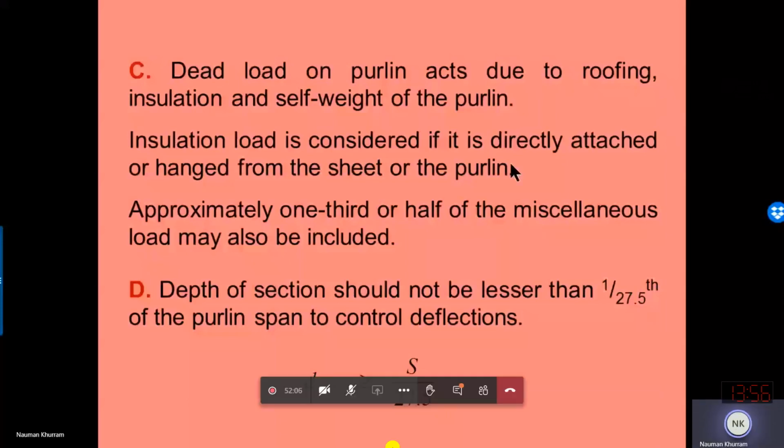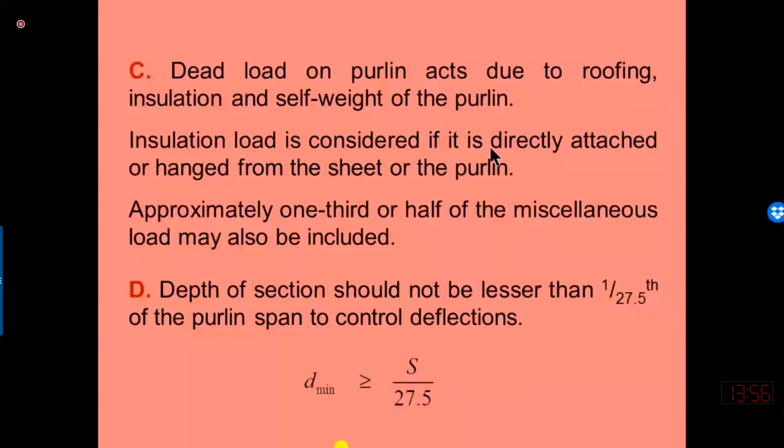Actually, I told you that whenever we design any structural component, especially the beam, we also design for serviceability state. Serviceability state means that the deflection in the purlin due to applied load should not be more than a certain limit. So deflection should be less than allowable. Deflection is always resisted or controlled by moment of inertia, and the moment of inertia of any section depends upon the depth.